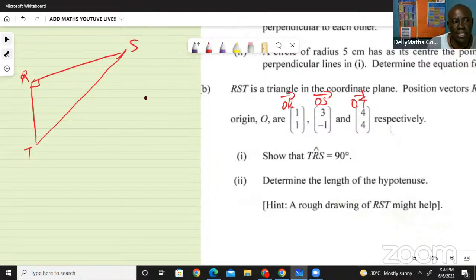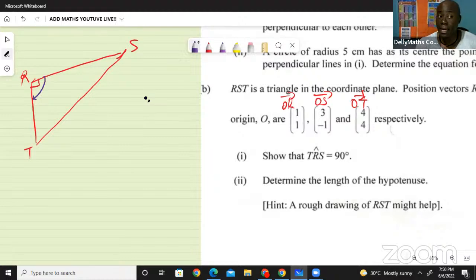Show that TRS is 90. If I'm going to show TRS is 90, definitely you're seeing that I need to have TR and I need to have RS. So if I have TR and RS, the angle is between TR and RS. So therefore, I could use the concept that if the dot product of two vectors is 0, then the angle between them is 90.